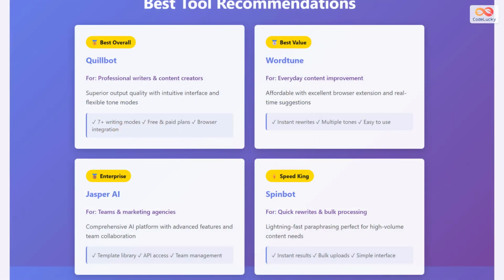Based on our comprehensive testing, here are our top recommendations. For best overall choice, Quillbot stands out with superior output quality and an intuitive interface perfect for professional writers and content creators. For best value, WordTune offers affordable pricing with excellent browser integration and real-time suggestions. For enterprise teams, Jasper AI provides a comprehensive platform with templates, API access, and collaboration features for marketing agencies. For those who need speed, Spinbot delivers lightning-fast paraphrasing ideal for high-volume content needs.